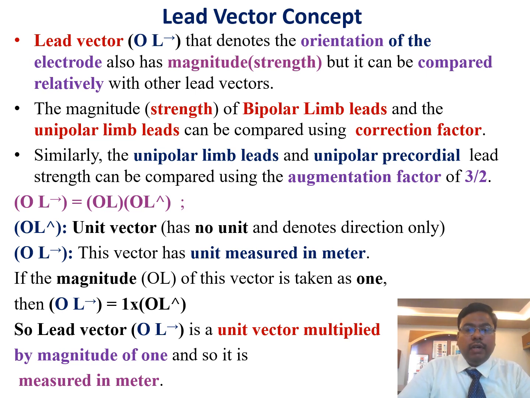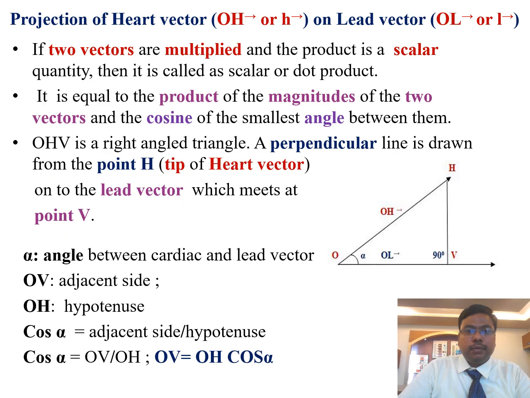So lead vector OL vector is equal to OL magnitude into OL unit vector. This OL unit vector has no unit and it denotes direction only, but the OL vector has a unit measured in meter. Suppose the magnitude of the vector is taken as 1, then lead vector is equal to 1 into unit vector. So the lead vector is a unit vector multiplied by a magnitude of 1, and so this is measured in meter.